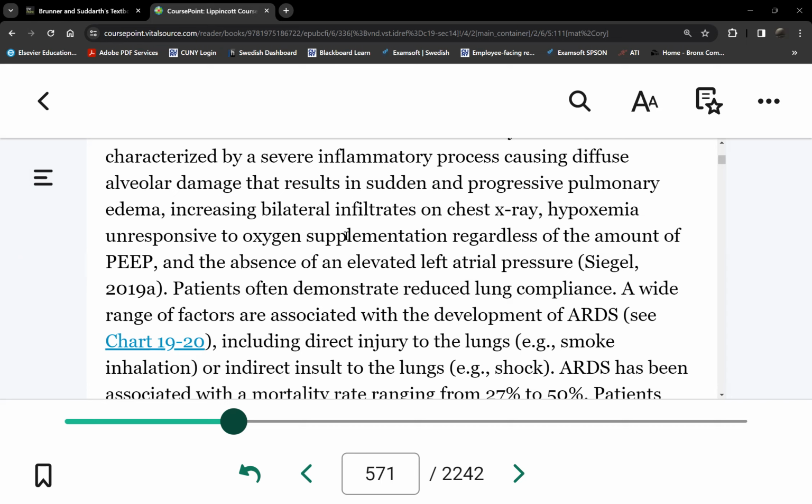Why are the lungs not responding to oxygen? Is it possible to have gas exchange if the lungs are wet? No. How can gas exchange occur?